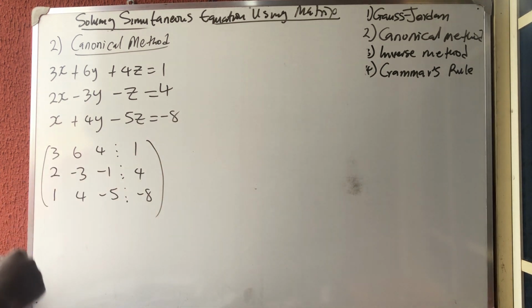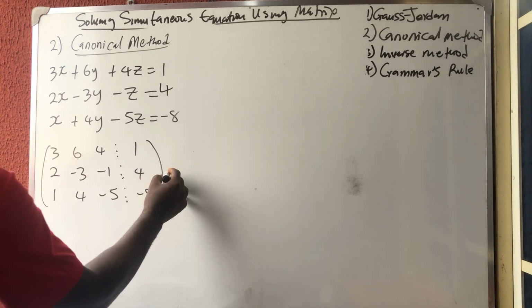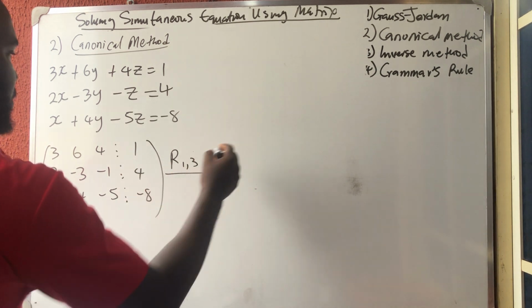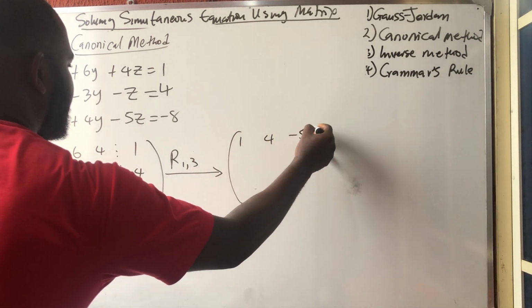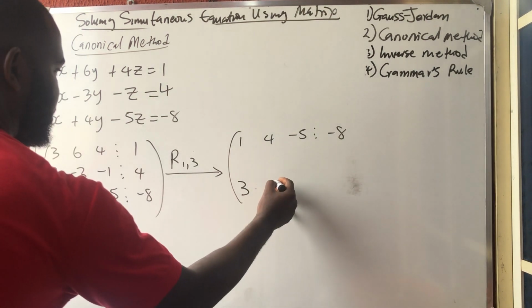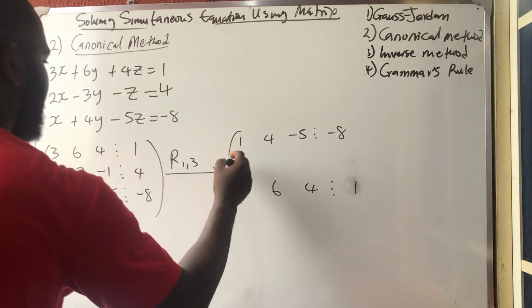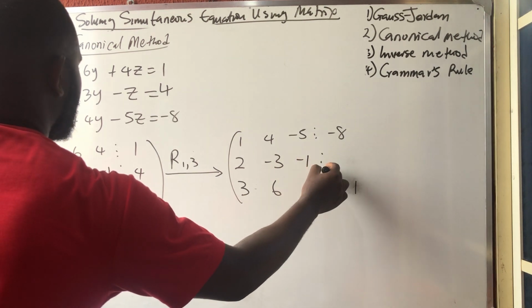Okay, so the normal thing we need to do is let the leading entry be 1. So first thing, let us swap this, because the leading entry here is 1. So we are swapping row 1 and 3. If you swap it, I'm having 1 4 minus 5 dot dot dot minus 8. So I'm having here 3 6 4 dot dot dot 1. The center remains the same, 2 minus 3 minus 1 dot dot dot 4.